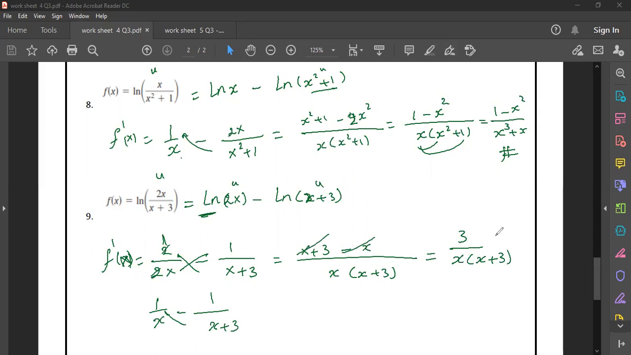I think if we use the properties of the natural logarithmic function, it will make the differentiation easier than before. Okay, I think we have finished the answers of this sheet.